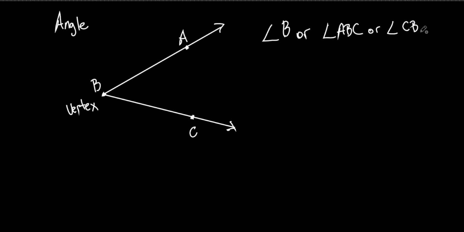What's super important about this? That the B is in the middle. It's got to be the middle one. Everybody with me? You cannot call it BAC. BAC is not an angle in this situation. The vertex has got to be in the middle. I've said that enough, haven't I?